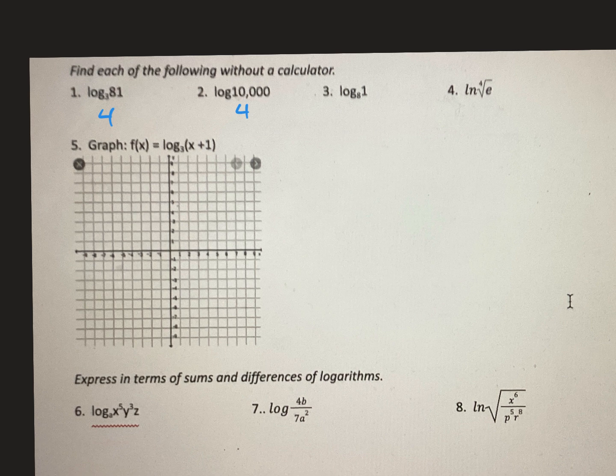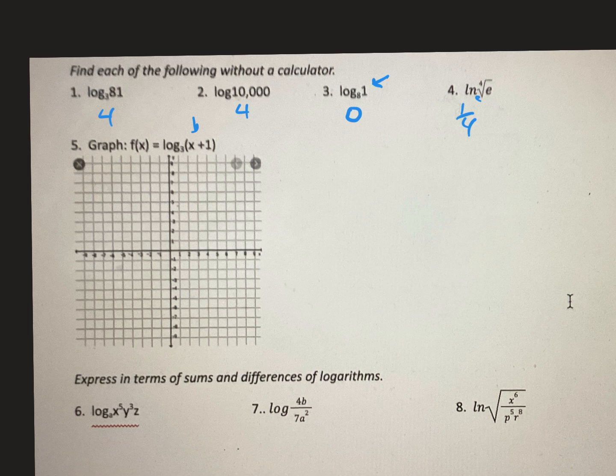Number 3, log base 8 of 1. 8 to what power is 1? Anything to the 0 power is 1. So anytime you have a 1 in there, it's always going to be 0. Number 4, fourth root. Remember, if it's natural log, the base is e. So it's asking you what power would you raise e to get the fourth root. Remember, bottom is the root, top is the power. So it's 1/4 power.